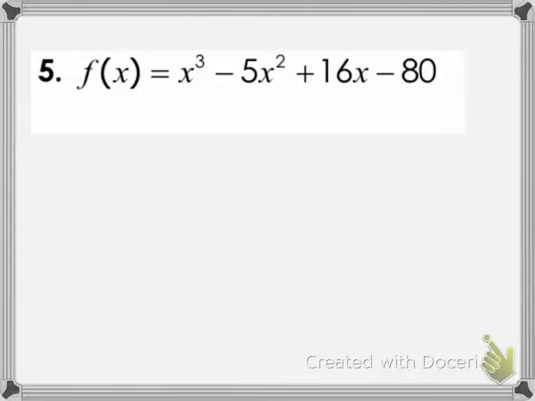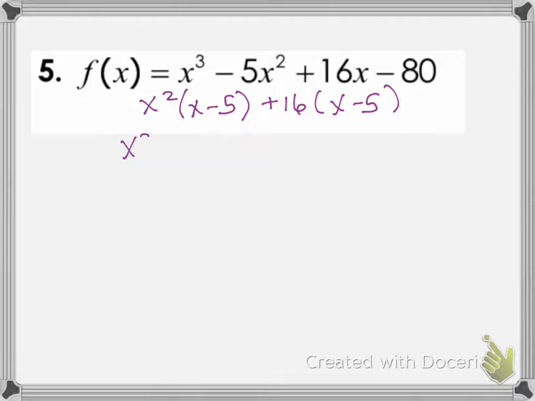Can we factor that by grouping? I think we can. 4 terms, so I'm going to look for it anyway. Okay. So let's see, take out an x squared and I get x minus 5, and take out a positive 16 and I get x minus 5. So it factors to (x squared plus 16)(x minus 5).